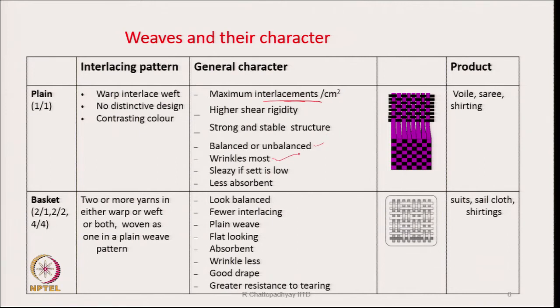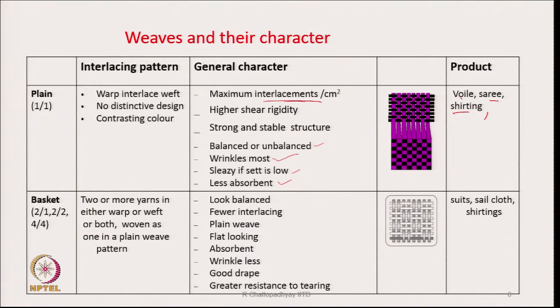It wrinkles most. It is sleazy. If set is low, it is less absorbent with respect to liquid absorption. Typical examples are voile, sari, shirting, and dhoti, and there are many more where plain woven fabrics are used. Then comes basket weave, and we have so many types of basket weaves.